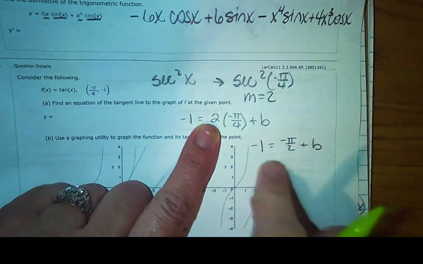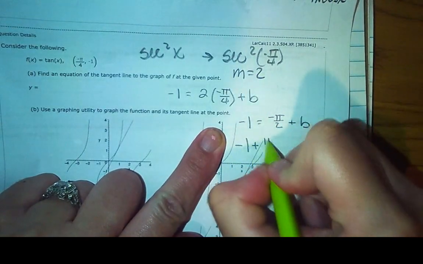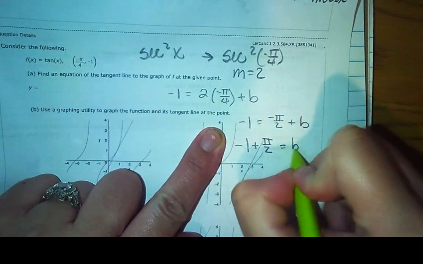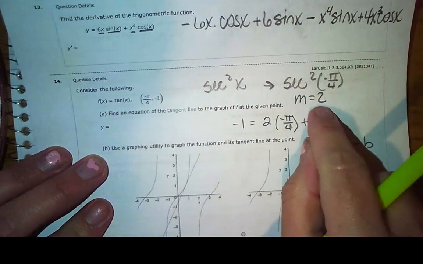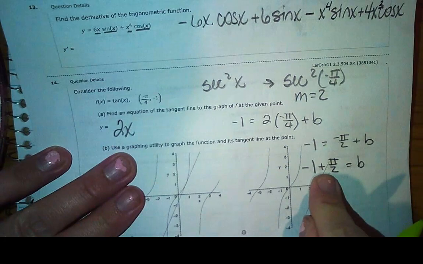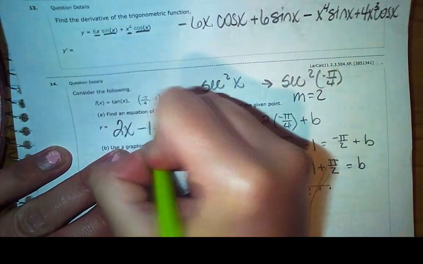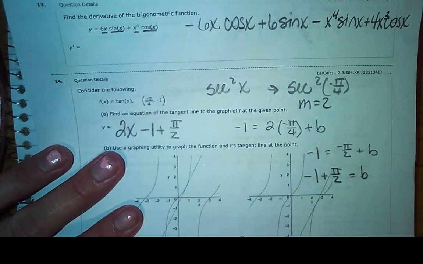And now I need to add pi over 2. So the value for b is a negative 1 plus pi over 2. Okay? And that's where it slices through the y-axis at. So what's your equation of your tangent line? What was my slope? It was 2. And then where does it slice through the y-axis? At negative 1 plus pi over 2. And that is your equation for your tangent line.